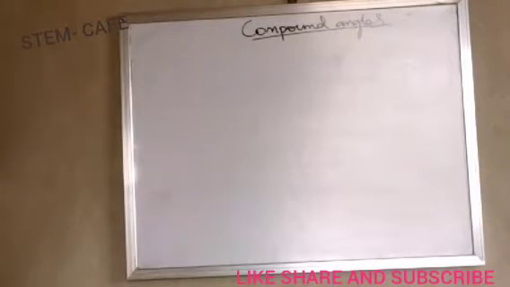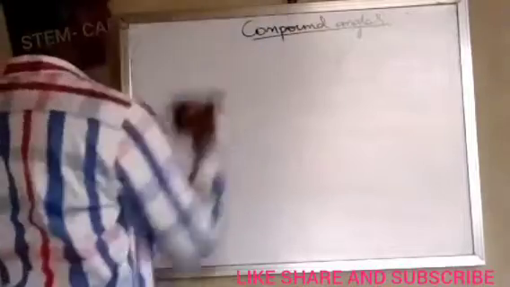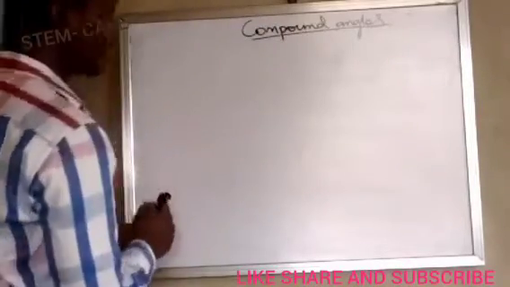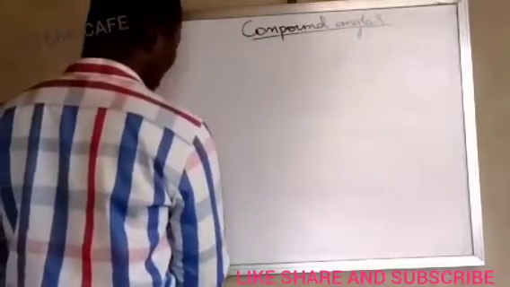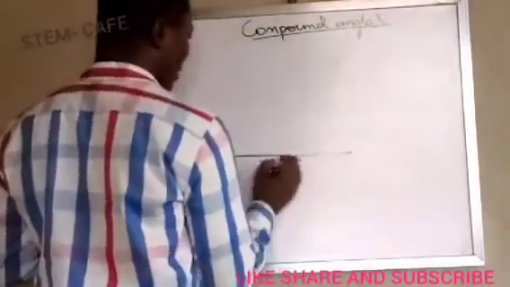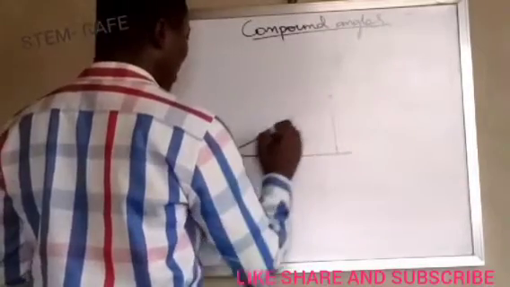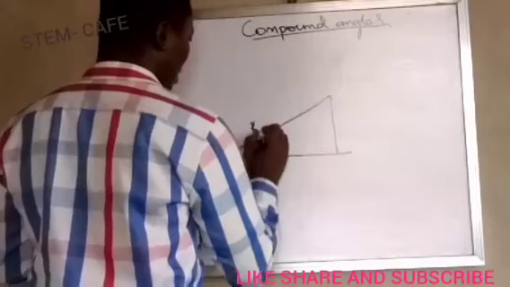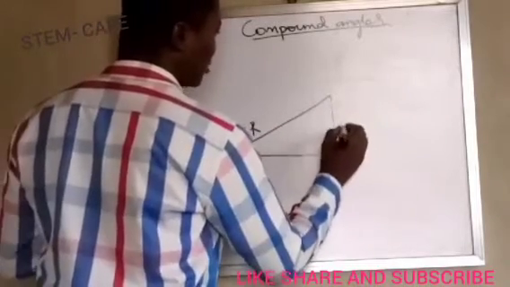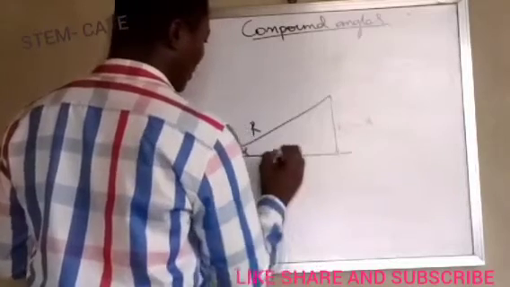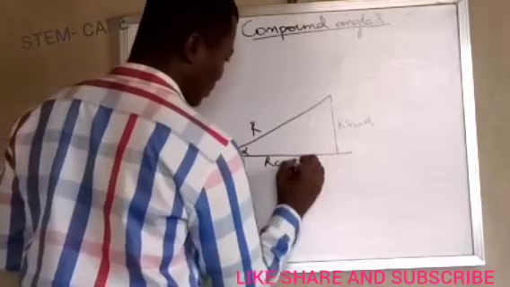Compound angles. Here is when we know sine theta and cos theta, so that we can find sine (theta plus beta) or cos (theta plus beta). Let's start with a right angle triangle formed by hypotenuse r after it has subtended an angle of alpha. So the opposite will be r sine alpha, and the adjacent will be r cos alpha.